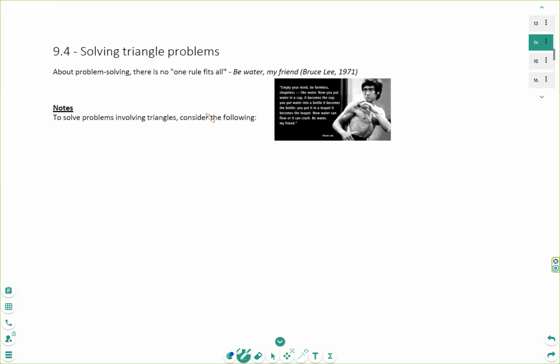So, some notes to help you alleviate some of the struggle you have with problem solving questions. You might want to consider the following basic tricks: SOHCAHTOA, think about Pythagoras, the sine rule, the cosine rule, and also maybe half ab sin C. These are useful things to think about when it comes to triangles.